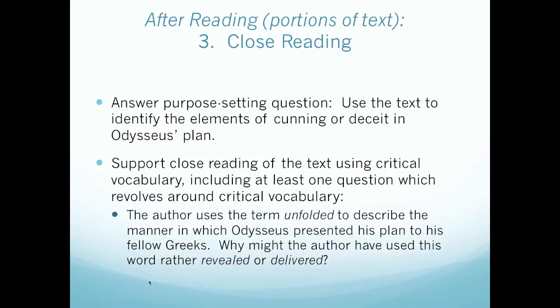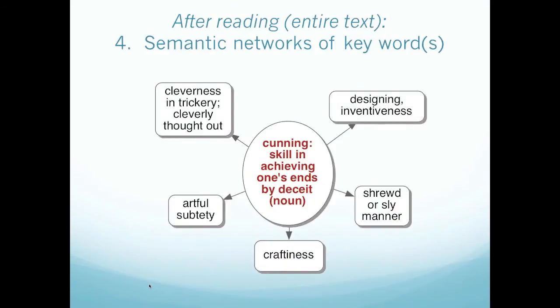So in this case, the author uses the term unfolded to describe how Odysseus presented his plans to his fellow Greeks. Why might the author have used that term rather than the word delivered? Or could the author have used the word delivered? So let's go back to that part of the text and see what other verbs the author could have used. Okay, so this is an example of close reading.